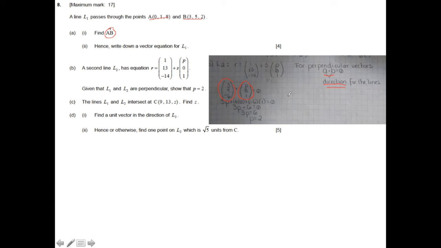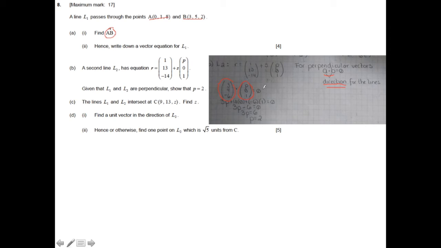With that, knowing that, guys, then you would have to do 3p plus 4 times 0 plus minus 6 times 1, and it has to be equal to 0. I solve this equation, and that's how you show that p is equal to 2. This is your showing, guys. Showing means that you don't use what they give you, but you have to arrive to that value.